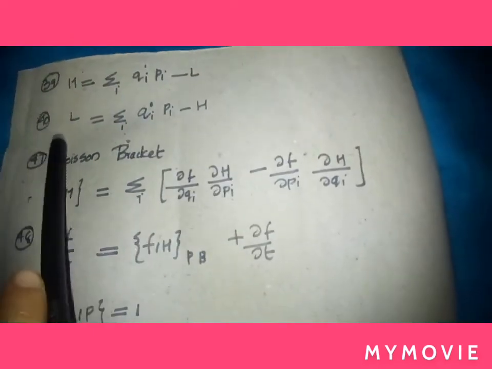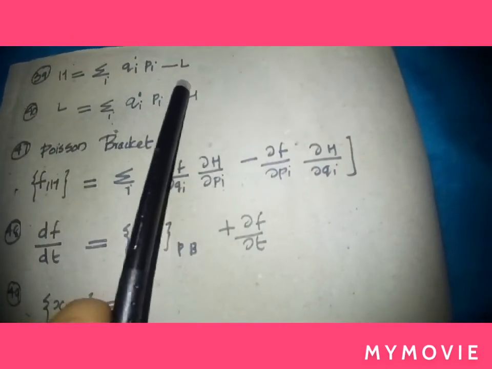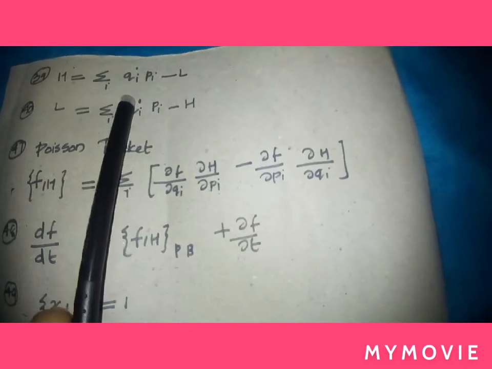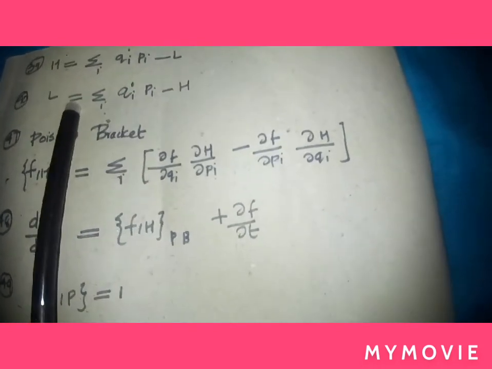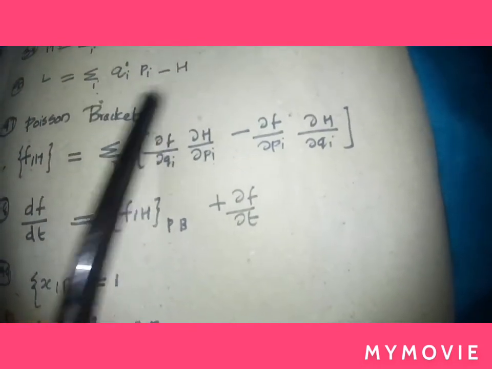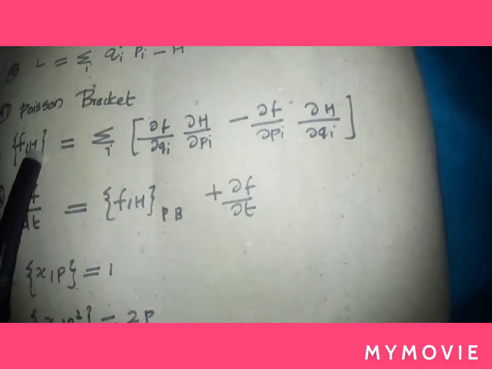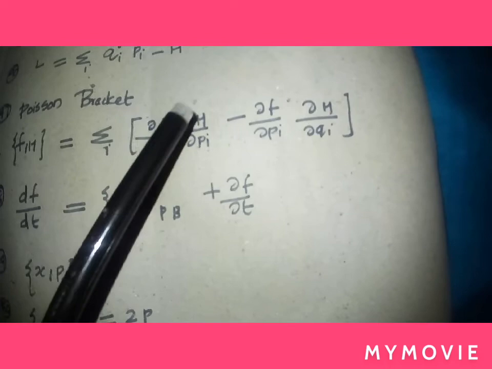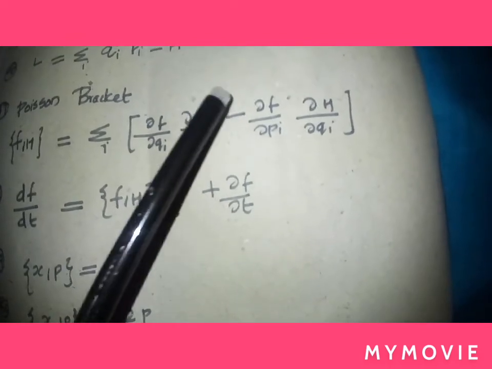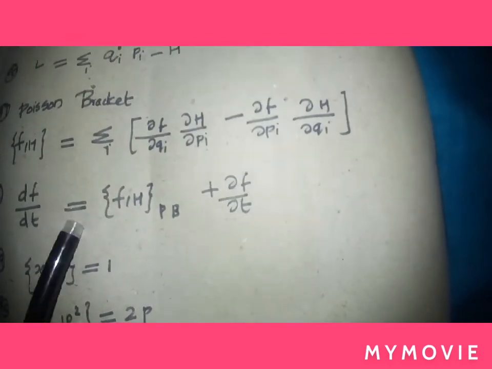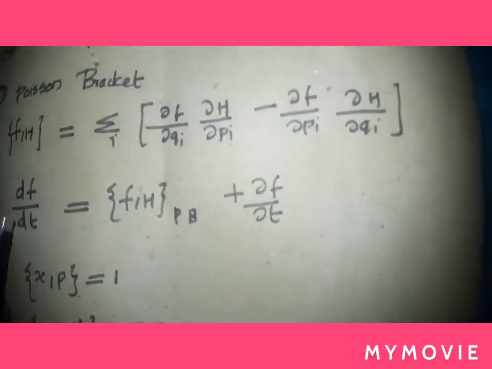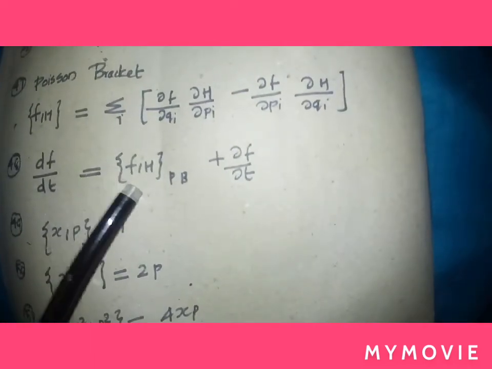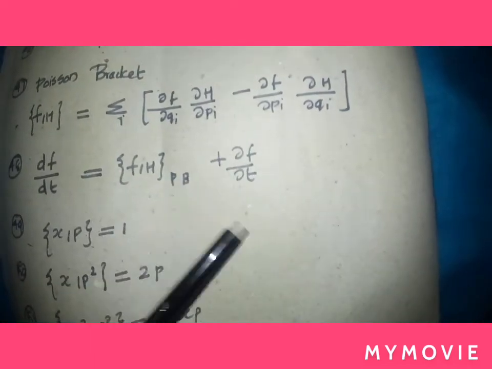We have to find the Hamiltonian by knowing the Lagrangian, that is H is equal to summation over i of Qi dot Pi minus L, and L is equal to summation over i of Qi dot Pi minus H. The Poisson bracket of two functions f, h is equal to summation over i of (dou f by dou Qi into dou H by dou Pi minus dou f by dou Pi into dou H by dou Qi). Okay, df by dt is equal to the Poisson bracket of f, h plus dou f by dou t.